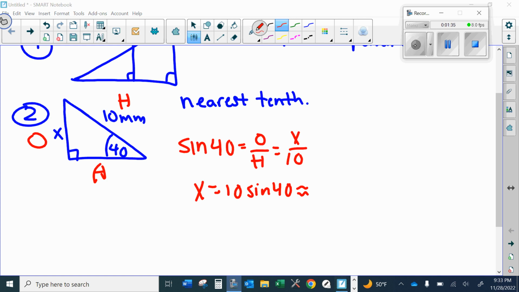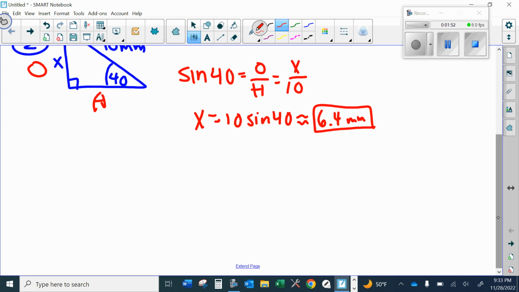Okay, so when you plug that in a calculator, you get approximately 6.4, and then of course the units are millimeters. Okay, that is A. I think, let's see, there's 2 more of these. So if I have another one, okay, so they say this is 65 degrees. Let's just say this is 10 and this is x. I want to solve for x.